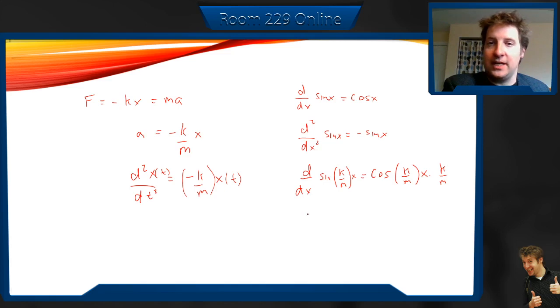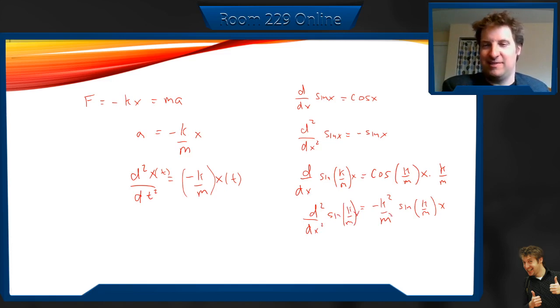So then if I take the second derivative, I'm going to end up with this happening twice. That's going to be negative k squared over m squared sine k over m x. So if I take the second derivative of sine k over m x, I end up with this negative k squared over m squared. But I don't want that. I just want k over m. So we're going to have to do it for, let's erase all this.